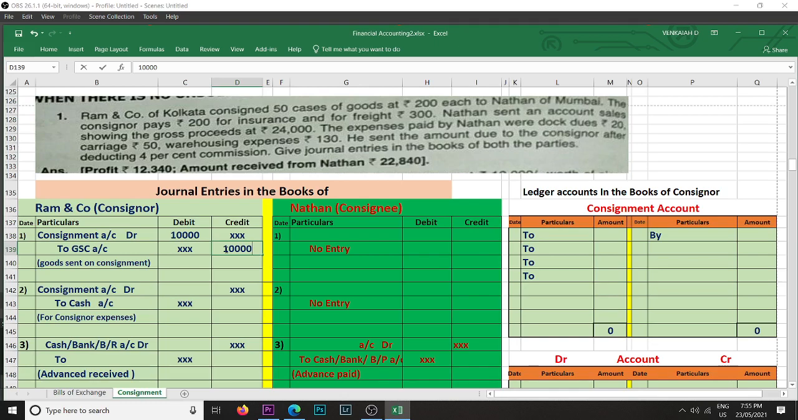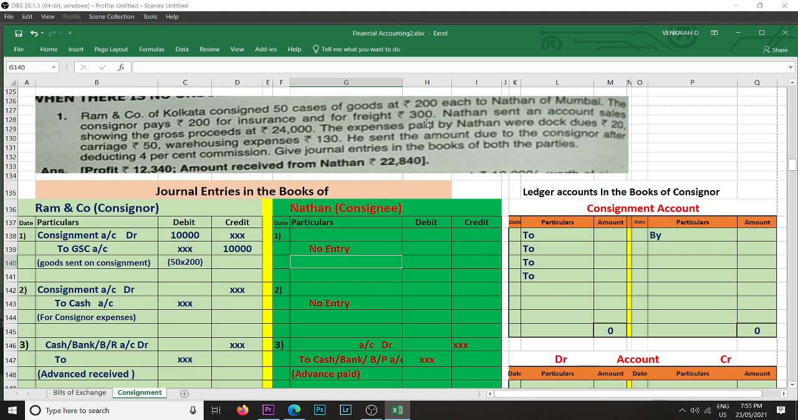The consignor pays 200 for insurance and 300 for freight. These are consignor expenses. The consignor expenses entry is consignment account debit to cash account, 500.